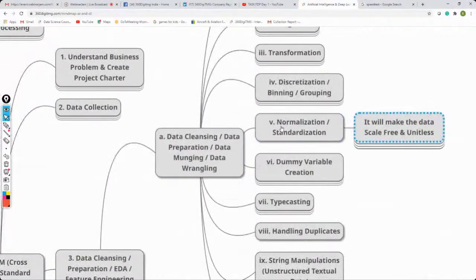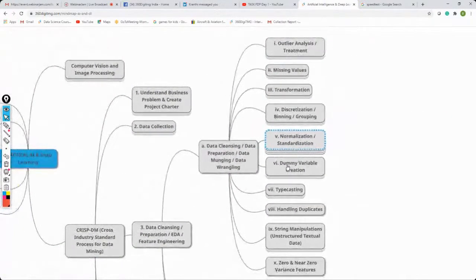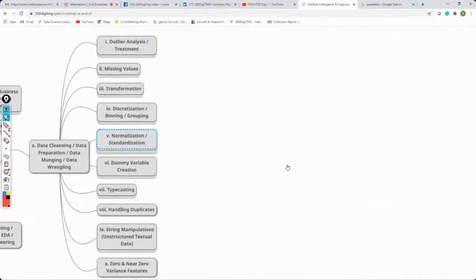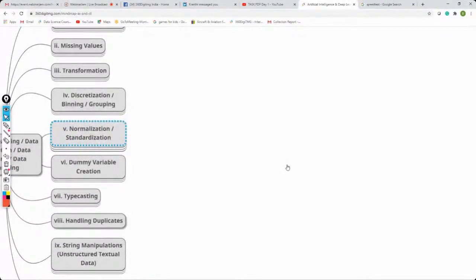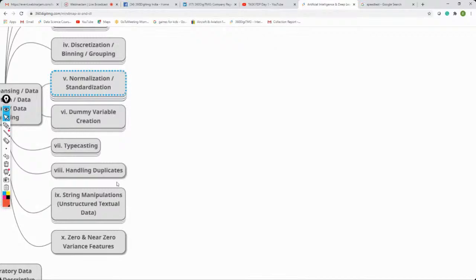Okay, this also is done. The next thing is dummy variable creation. When it comes to dummy variable creation, we are almost done, by the way, with respect to these data cleansing techniques.